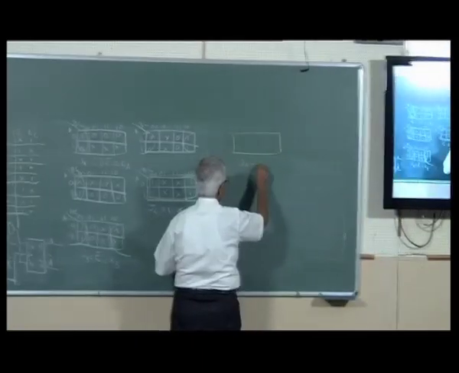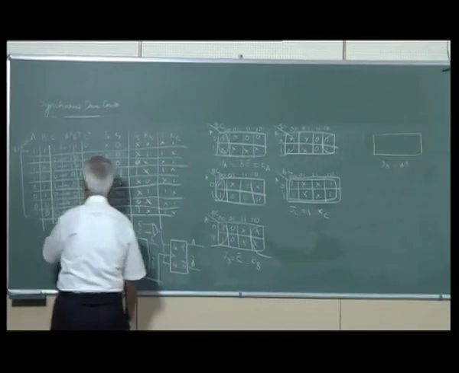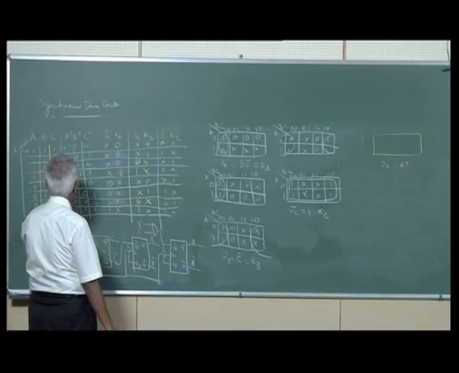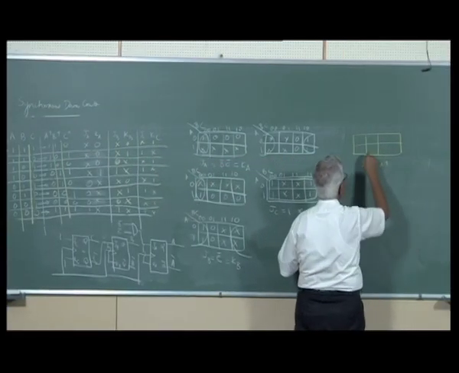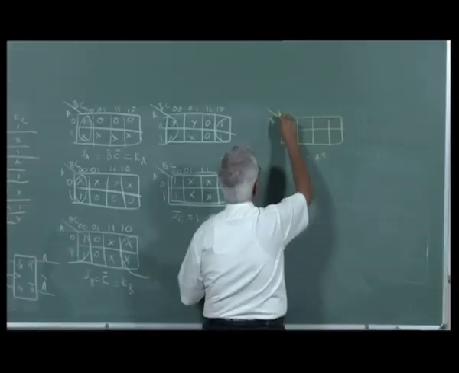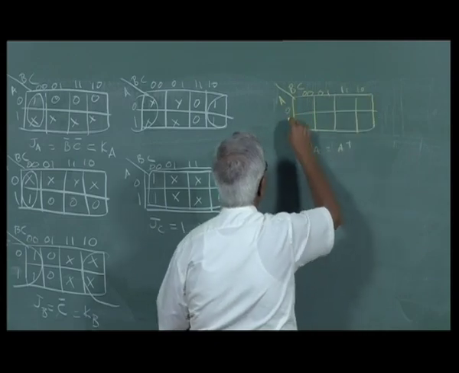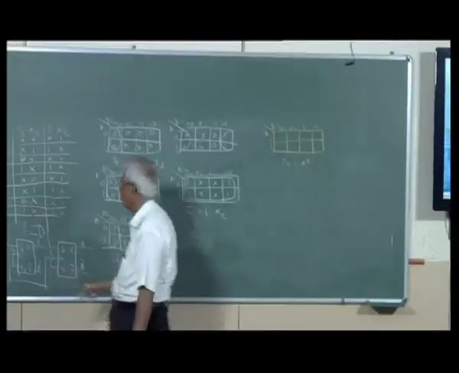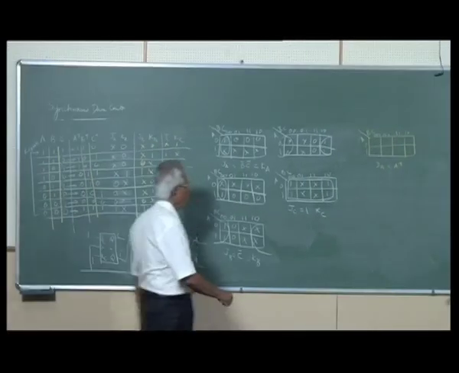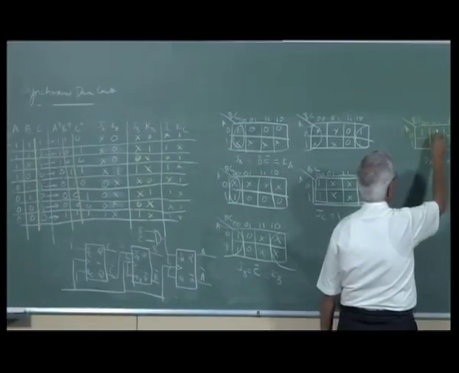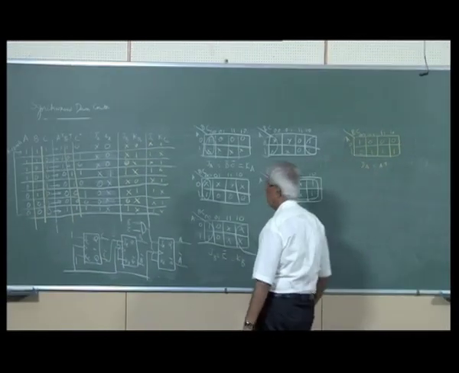DA is the same as A plus. This is A plus. We start from here: 1 0 0 0. You have to write, start from here: 1 0 0 0 0 1 1 1. This is my DA.